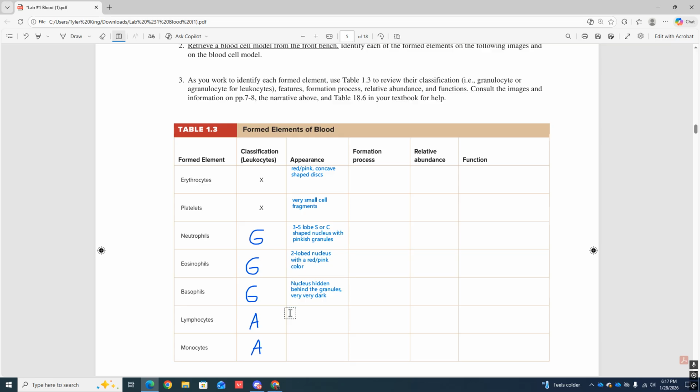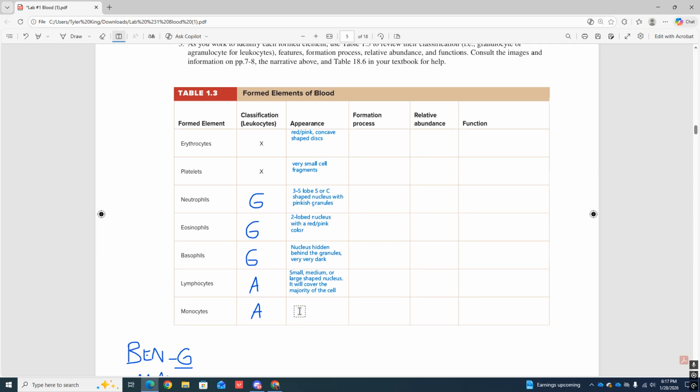Lymphocyte looks very similar to a basophil, all right? Remember, lymphocytes don't have any granules, so it doesn't have that grainy appearance. It looks very smooth. So what this will have is either a small, medium, or large shaped nucleus. It doesn't have any lobes on it, okay? It will cover the majority of the cell, but not all of it. It won't look like the basophil, which looks like it covers all of the cell. We'll take a look at that picture, okay?